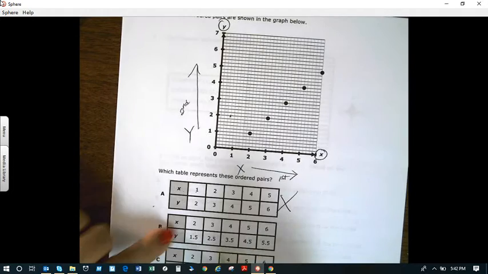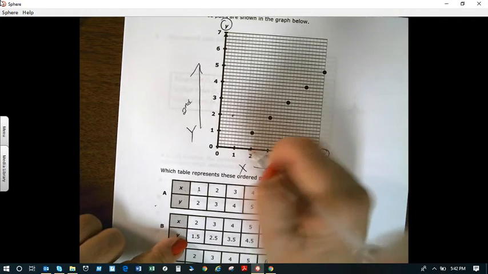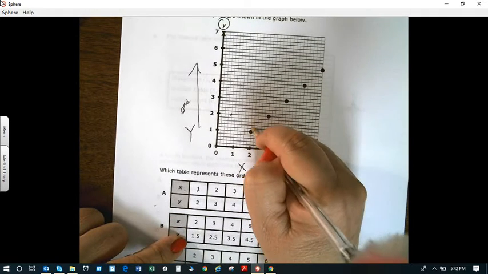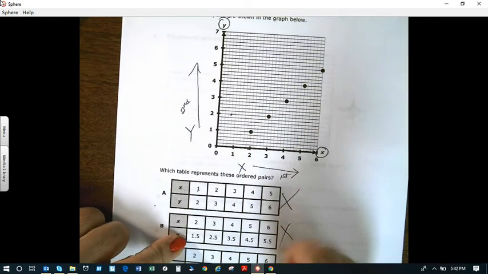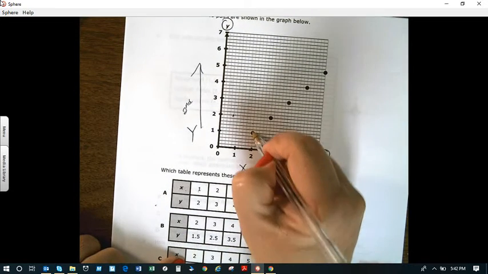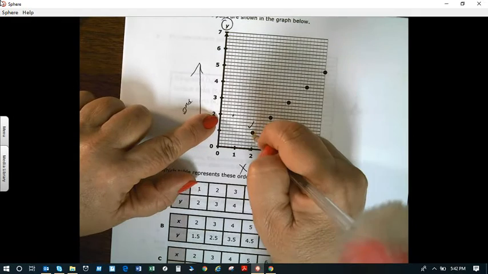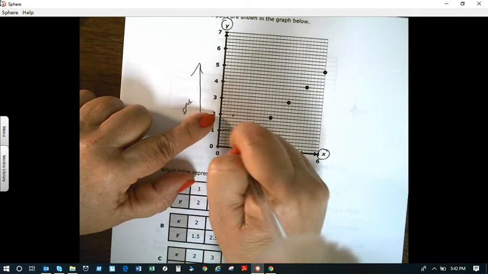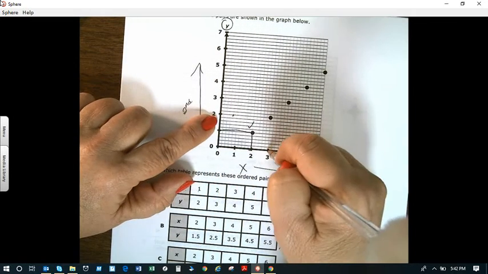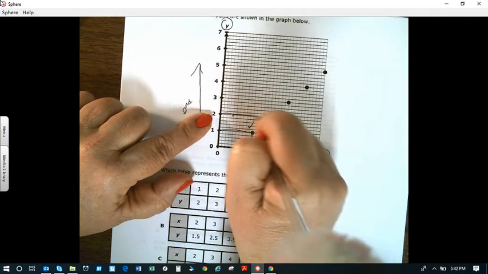Nope, so this is not going to work. Next one, 2, 1.5. No, because it would have been here. So that doesn't work. 2, 1, this works. 3, 2. So I'm going to actually, like I did last night, draw this across so I can see it. 3, 2, this works.